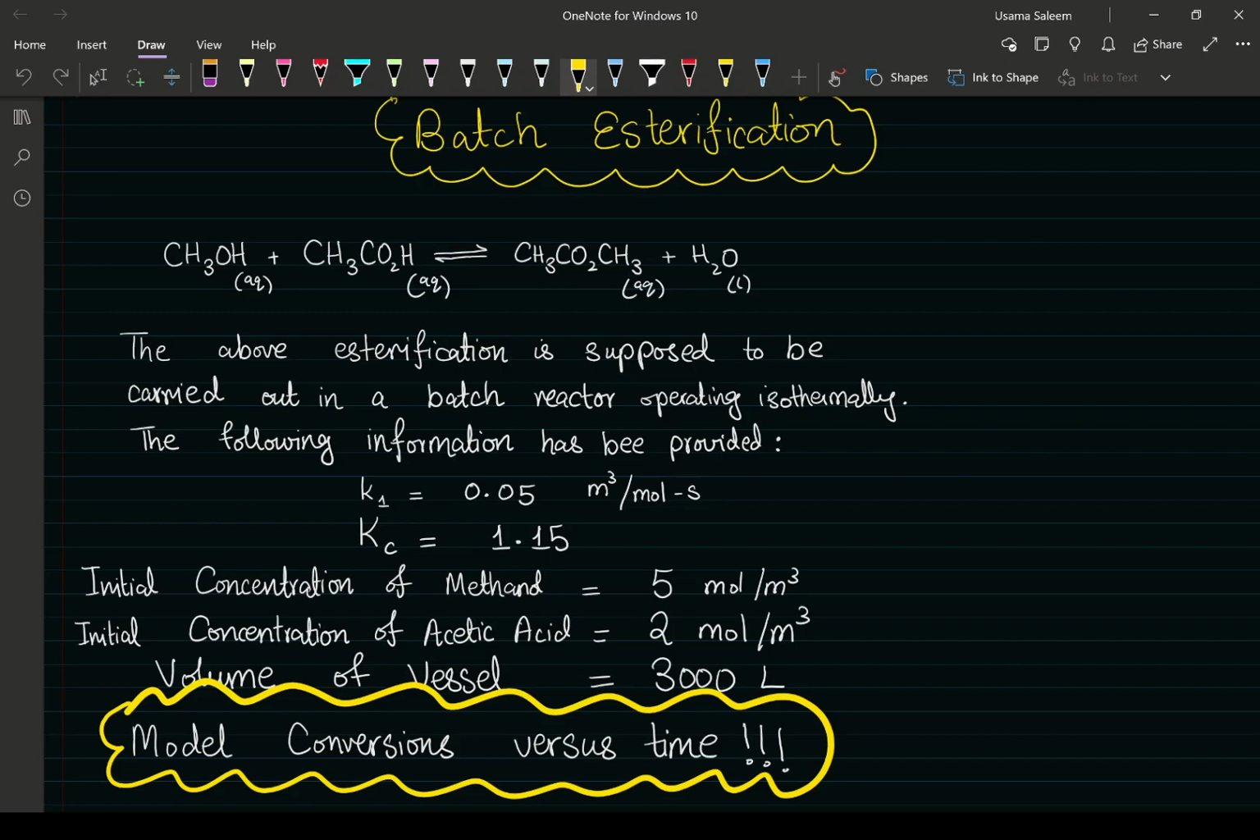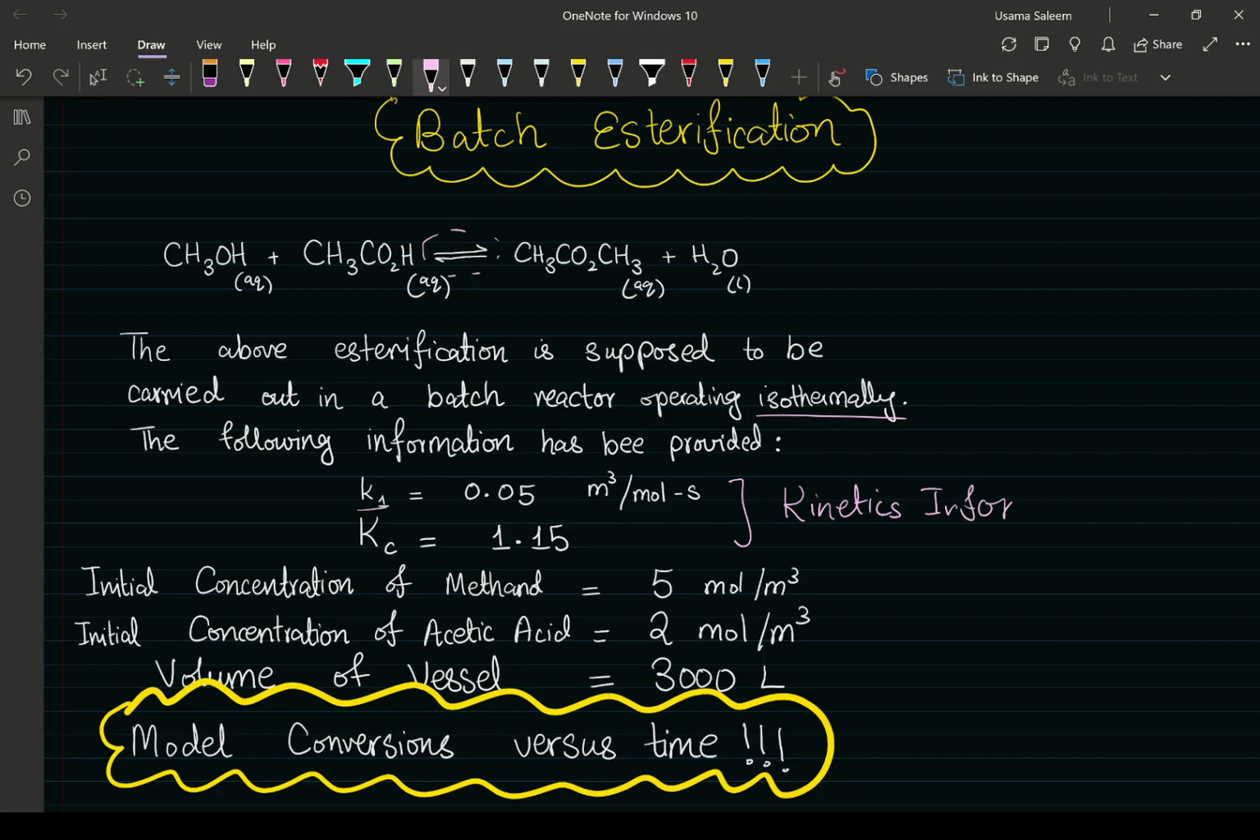So just give the problem a read, like always. I hope you guys have read the problem once, even twice, that's fine. The above esterification is supposed to be carried out in a batch reactor operating isothermally. I love these little cues. The following information has been given. This right here is the kinetics info, and keep in mind we have a reversible reaction.